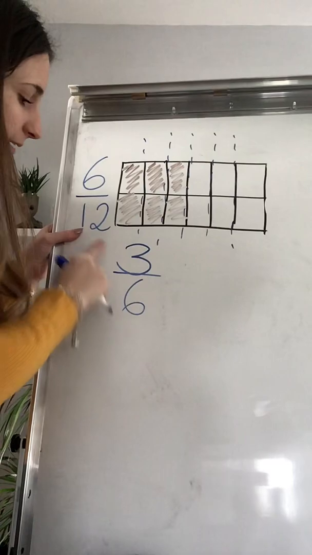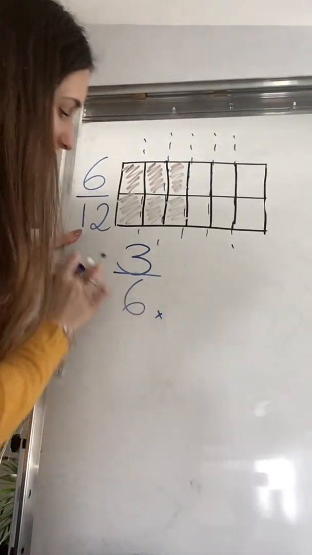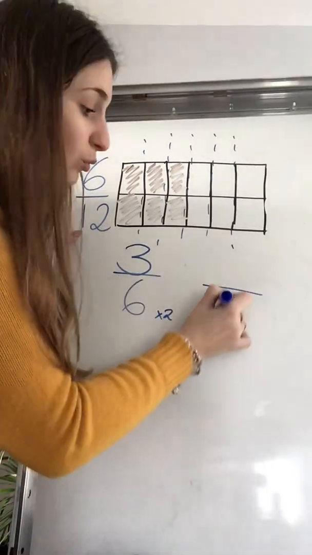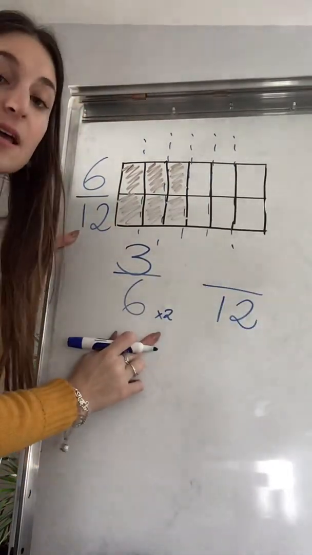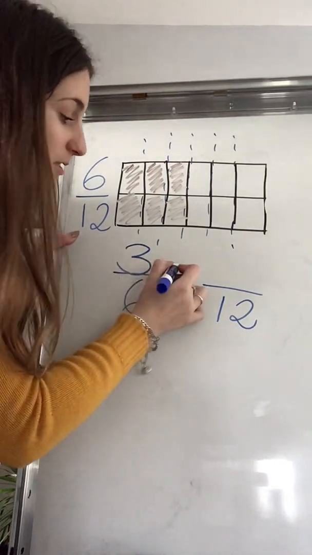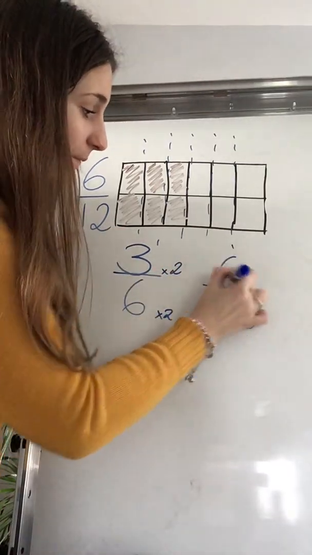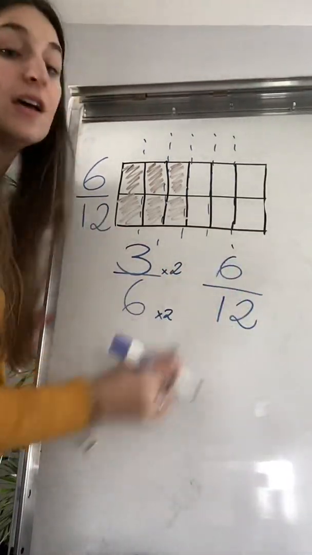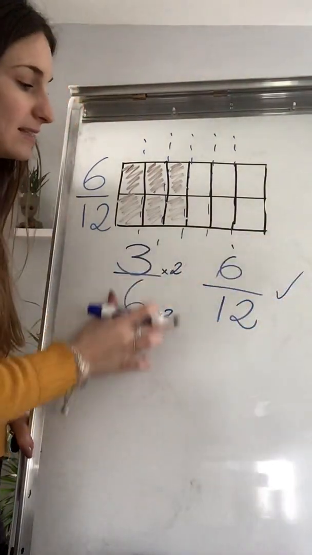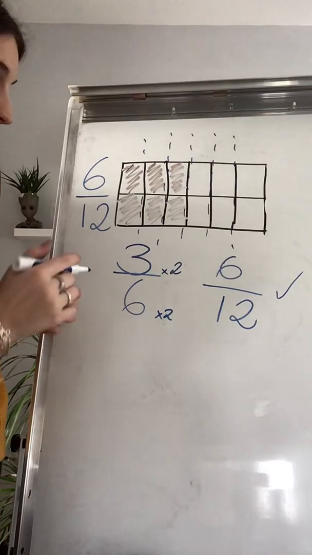Let's see, 6, 12. I need to times 6 times 2 to get 12. And the same that I do to the denominator, I do it to my numerator. 3 times 2 is, yeah, 6. 6 12s. So it is equivalent, I can actually break 3 6 in there.